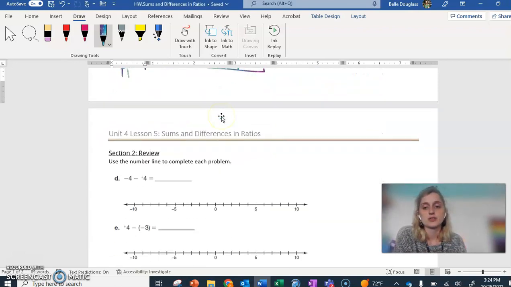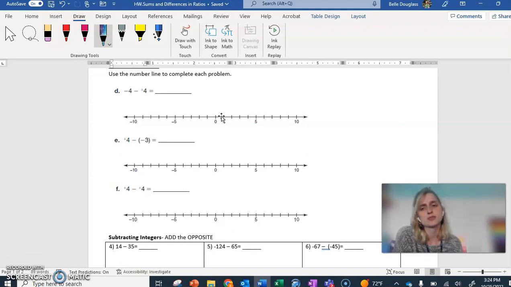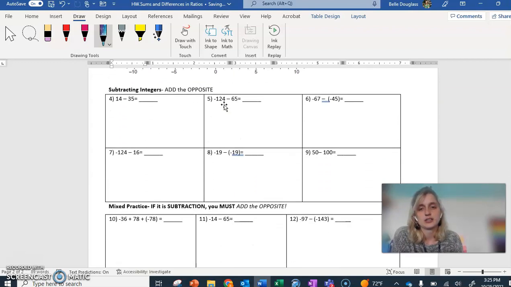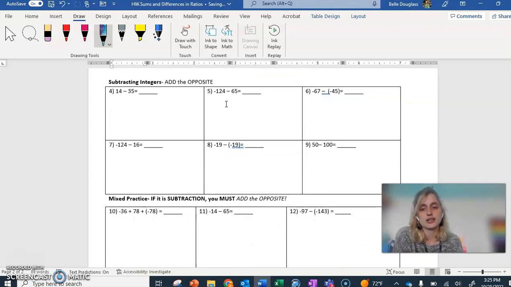All right, scrolling, scrolling, scrolling. We did some of these yesterday. If you start at -4 and you go 4 to the negative side, because that positive and negative, that just makes a negative. 4 more to the negative side, you're going to end up at -8. Show that motion on the number line and tell me the final answer. So that's all these types right here. These are subtracting integers, and then we have some subtracting and some adding of integers. Tomorrow in our quiz, we're going to have one of each.